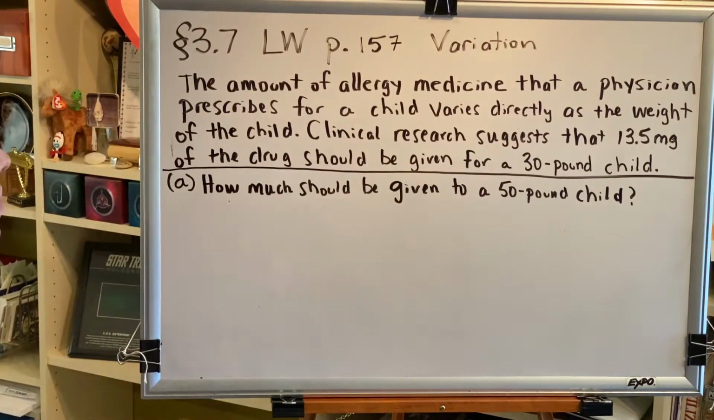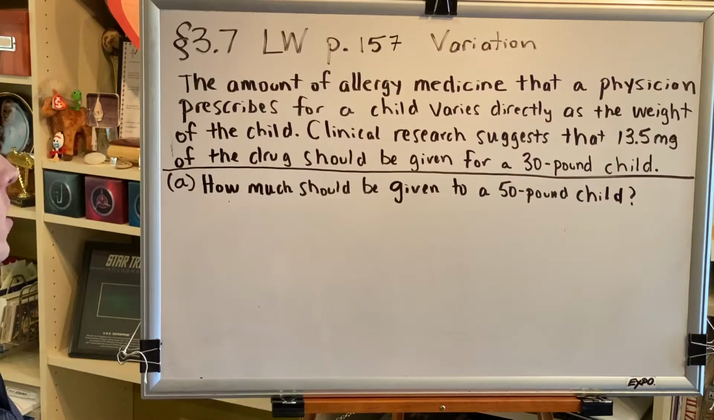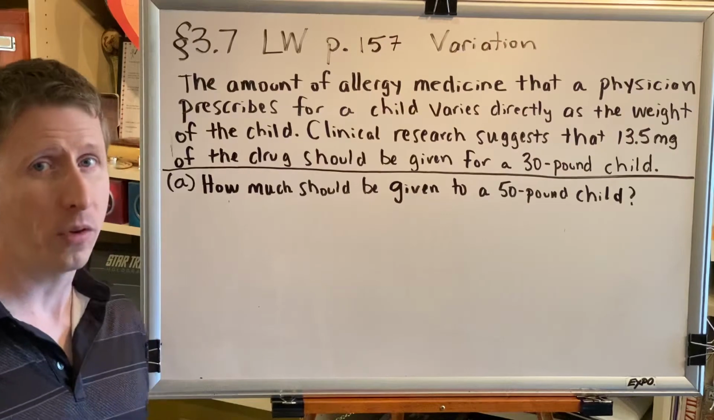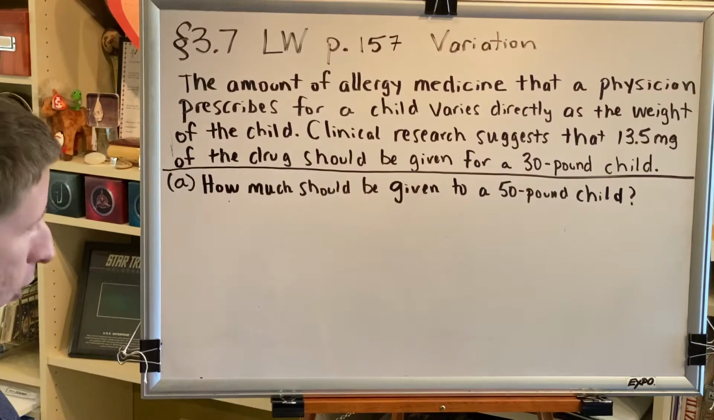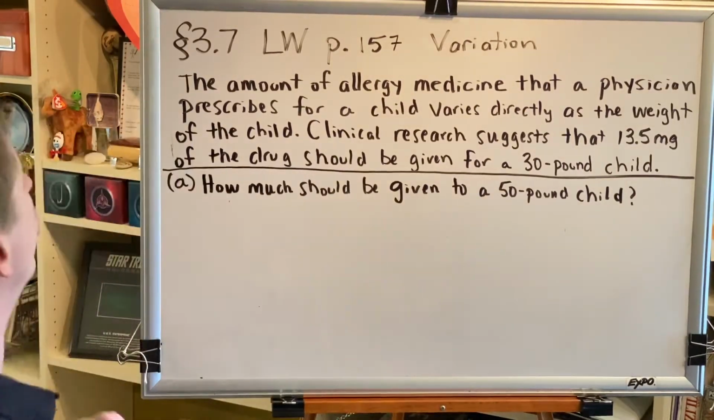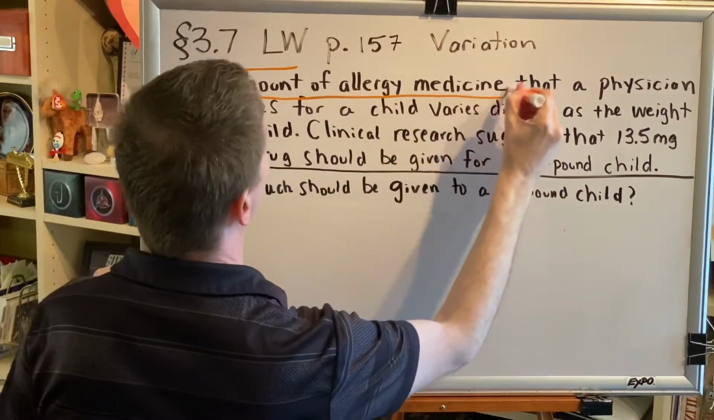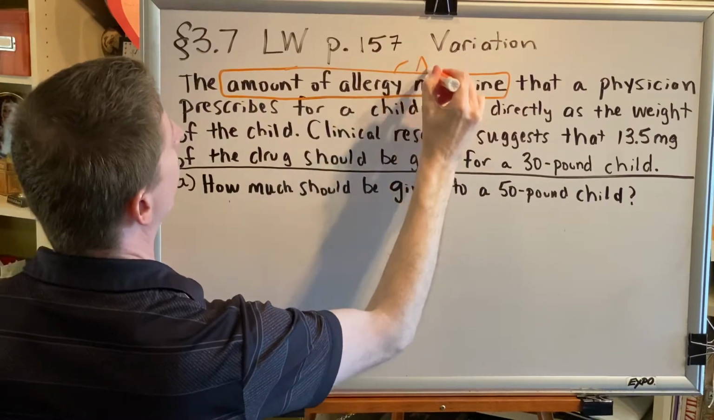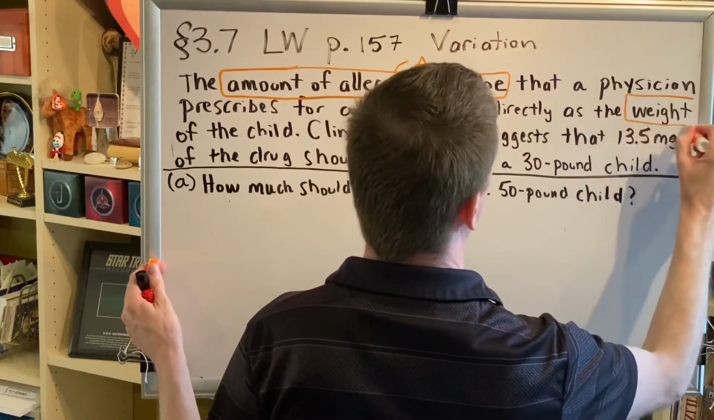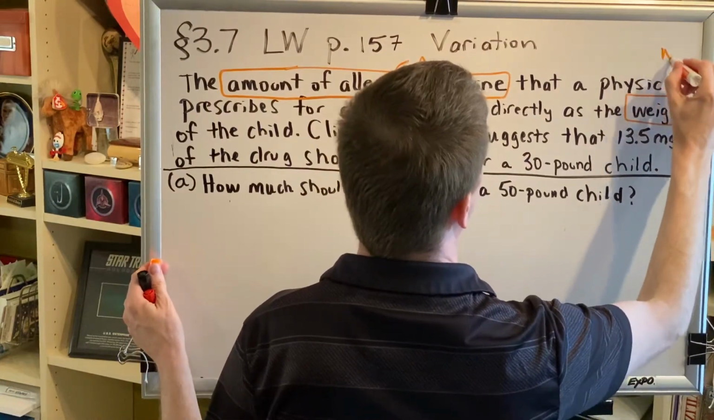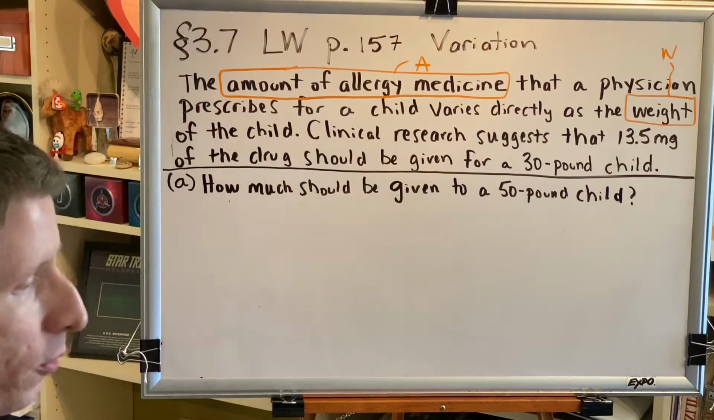Okay, step 1 says, determine what's doing the varying. Now, the interesting thing about this particular problem is there are no variables in the problem statement, which means we need to come up with variables to be able to write our equation. So here's what we're going to assume. When it says the amount of allergy medicine, we're going to call that A. And when it says the weight of the child, we're going to call that W. Okay, now we go through the steps together.